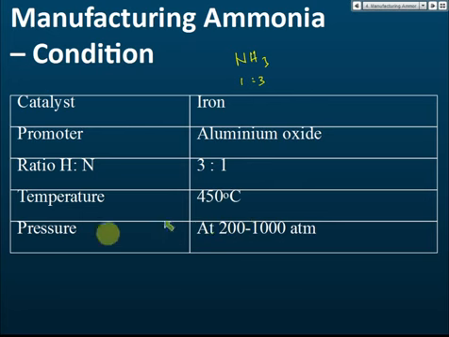And then for pressure, the higher the pressure, the more product produced. But higher pressure means higher cost, because you need to build very, very strong containers to withstand this high pressure. So the pressure that we use is 200 to 1000 standard atmospheric pressure. It's considered very, very high pressure. 1000 is the best, but the cost incurred is very high.